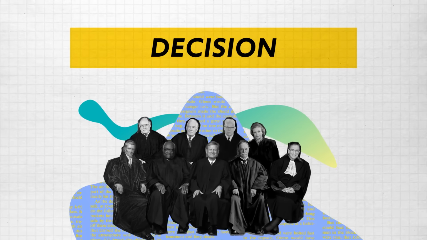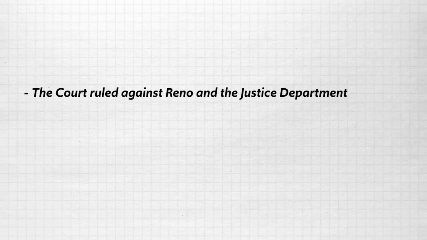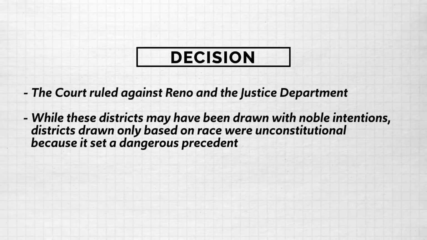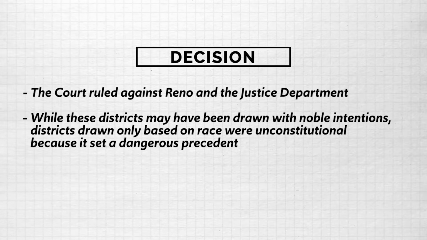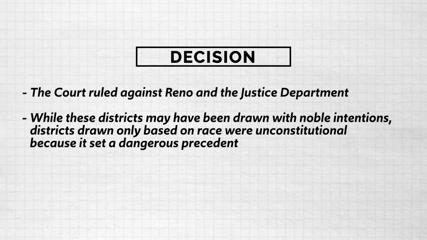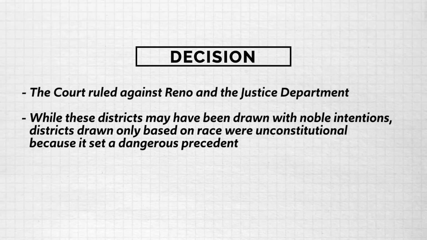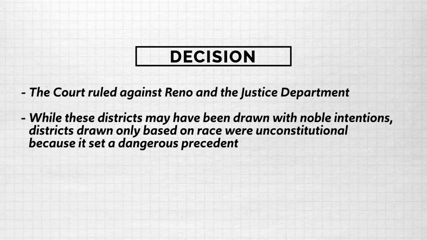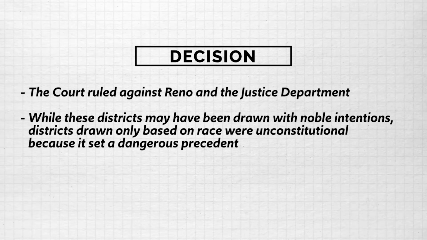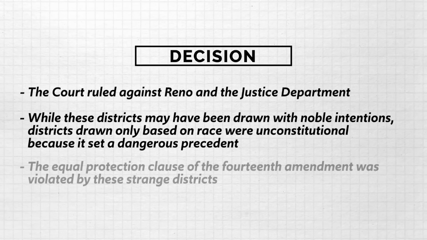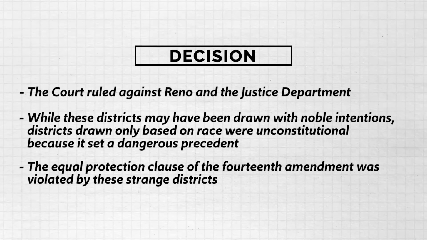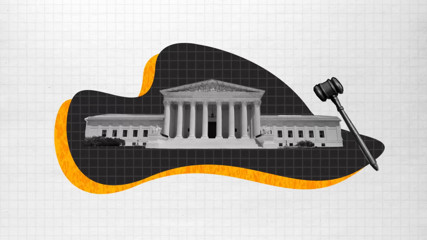Okay, so what was the decision? Well, the court ruled against Reno and the Justice Department, arguing that while these districts may have been drawn with noble intentions, districts drawn only based on race were unconstitutional because it sets a dangerous precedent. Like, if this iteration of racial gerrymandering were approved, what's to stop the majority races in power from doing the same? Thus, yes, the Equal Protection Clause of the 14th Amendment was violated by these strange districts. So that was the decision.